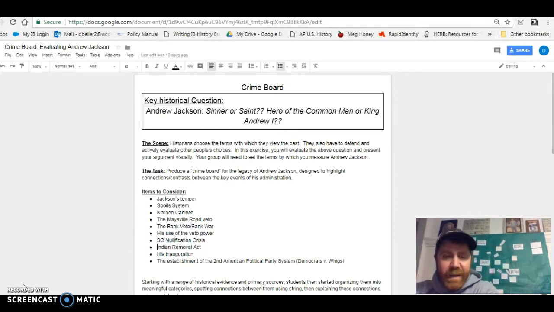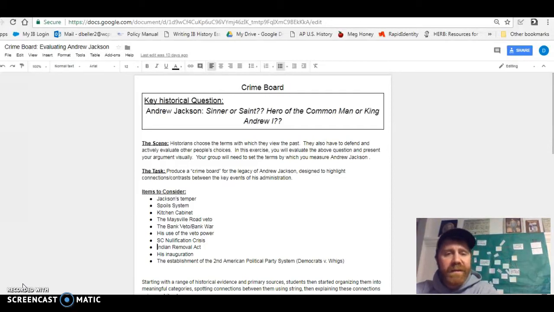The second step in producing an argument is that you have to start to connect these facts together into your body paragraphs, and this is where the crime board is going to come in, or the mind map will come in. This is going to allow you to start to connect or to develop connections between primary sources and evidence from the textbook and the packet.